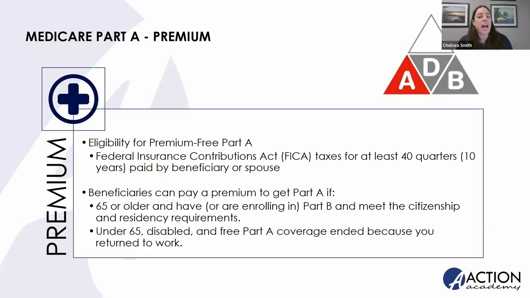You'll notice at the top right-hand side of your screen here, there is a pyramid. This pyramid kind of depicts the different ways that coverage interacts with one another, and how they build on each other. So Parts A and B are at the very bottom in the corners because they are the cornerstones of your coverage. You have to have Parts A and B before you move on to things like D, supplemental, and C. So those are the two corners of your pyramid. And we are heading into talking about Part A right now.